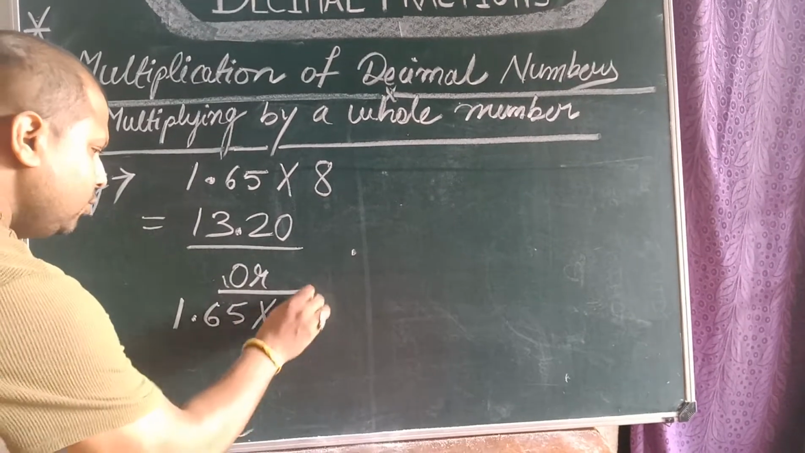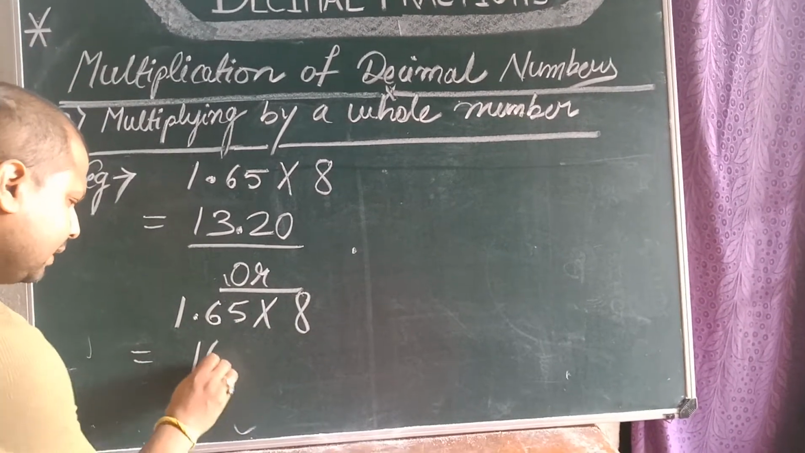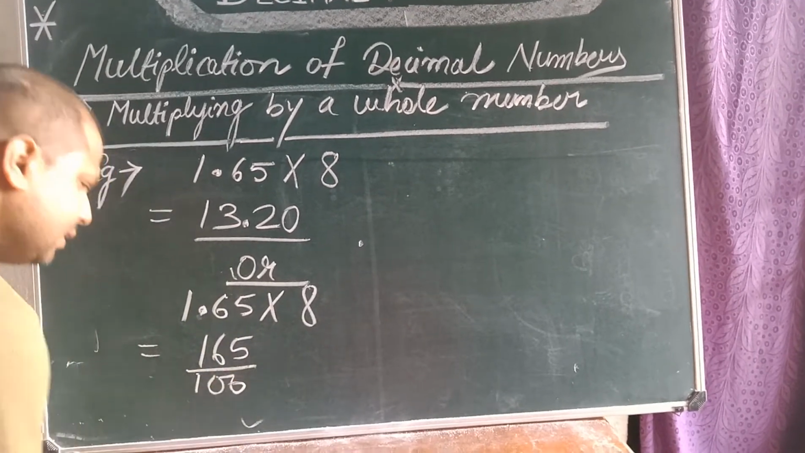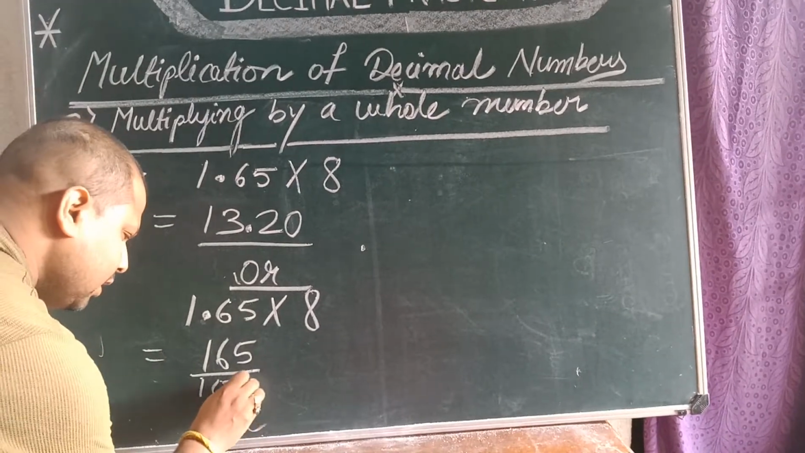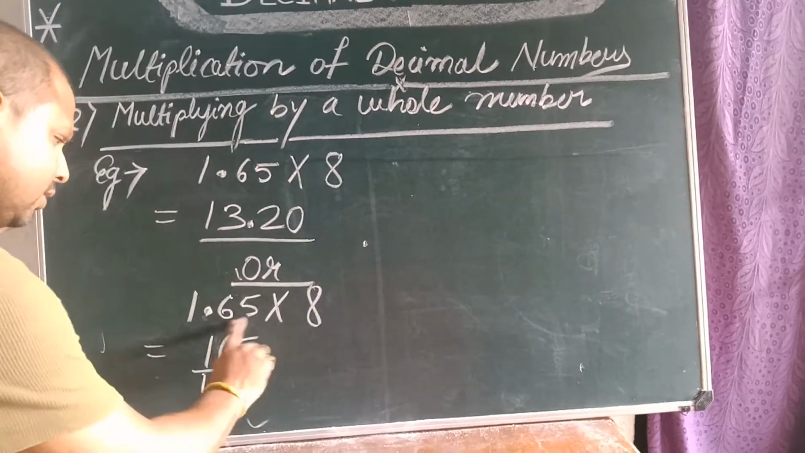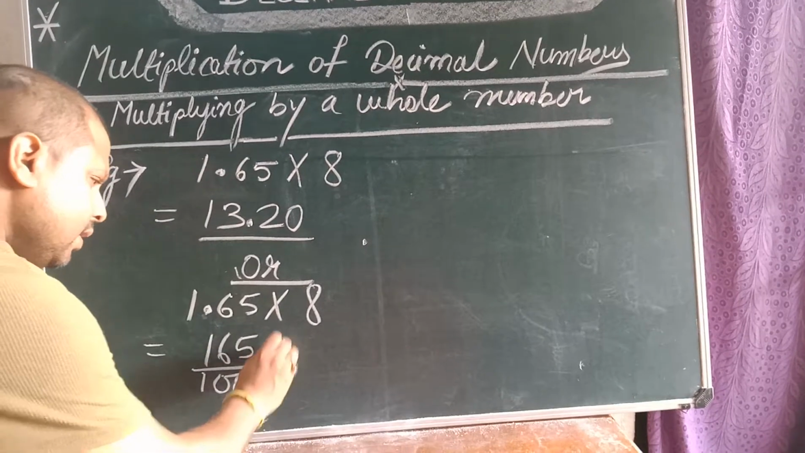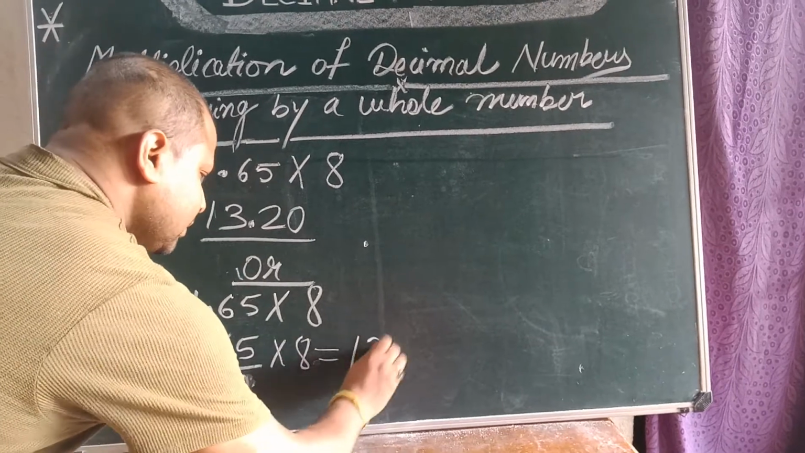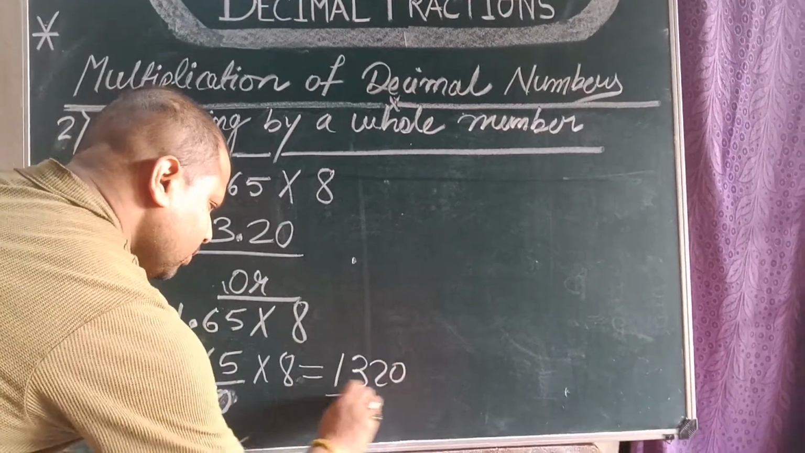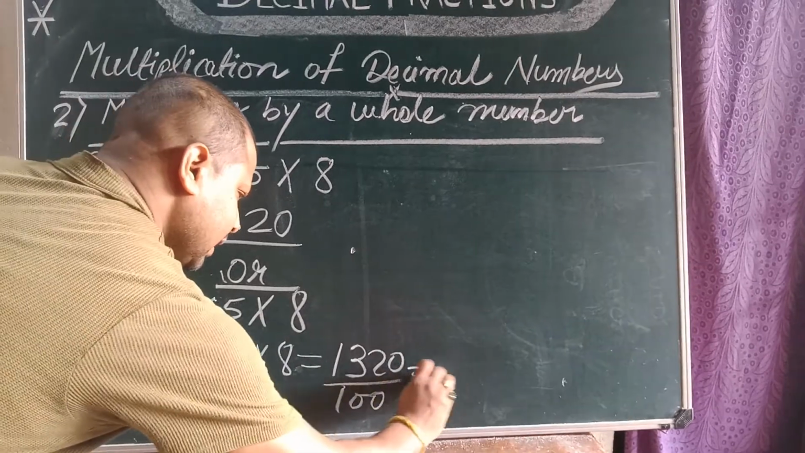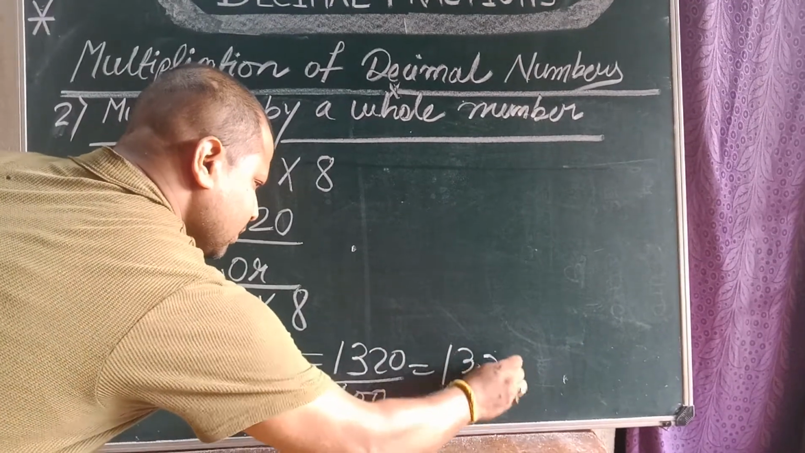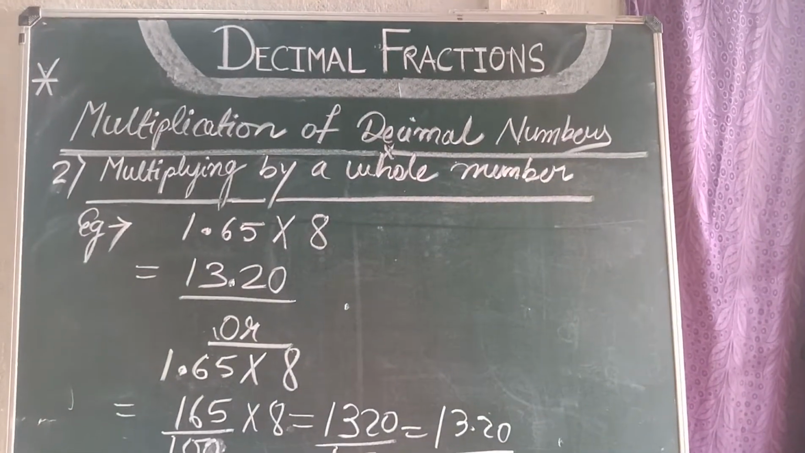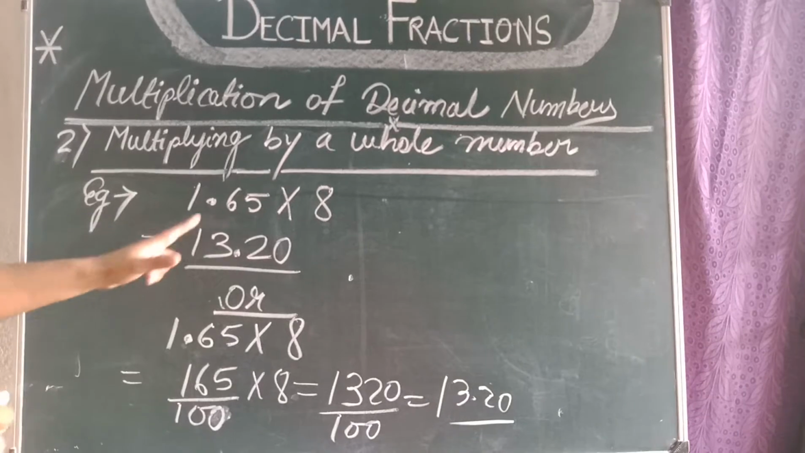In this calculation, if you get confused, you can go like this also. 1.65 into 8. You can keep the digits down also like this, because after the decimal how many digits are there? 2 digits are there, so 2 zeros will come, into 8, and you will multiply these two. What will you get? 1320 divided by 100, which will again give you 13.20. So whichever method is convenient to you, you can go for that. Both are correct. I hope it is clear.